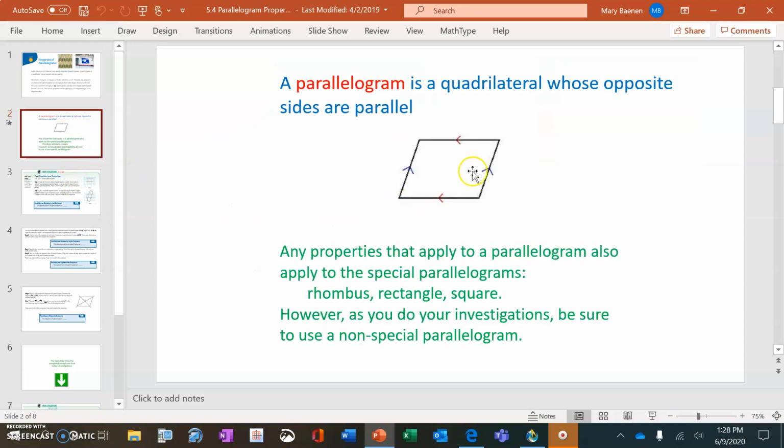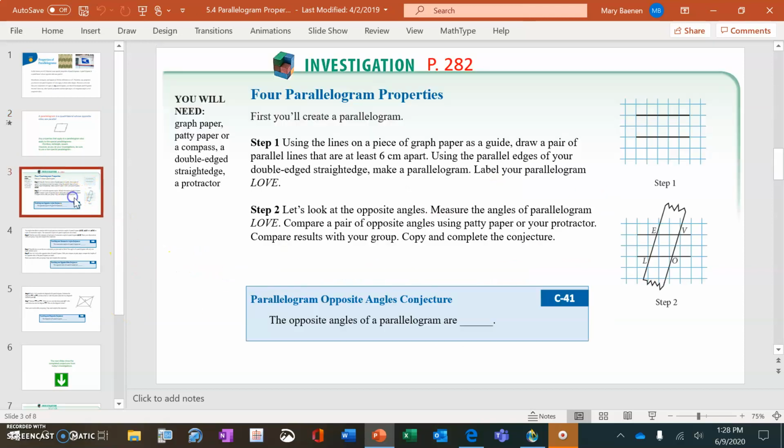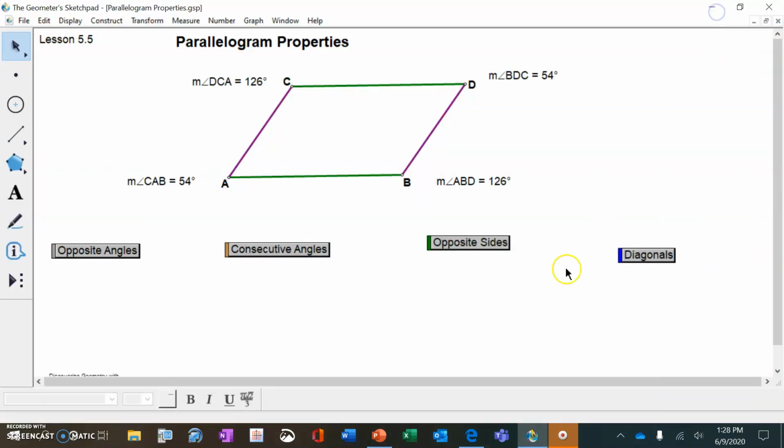So here is the parallelogram, and it is a quadrilateral whose opposite sides are parallel. So the top and bottom here are parallel, and the left and the right are parallel. Okay, you would normally be doing an investigation if we were in class on page 282 to discover all of these properties, but I am going to walk you through them now.